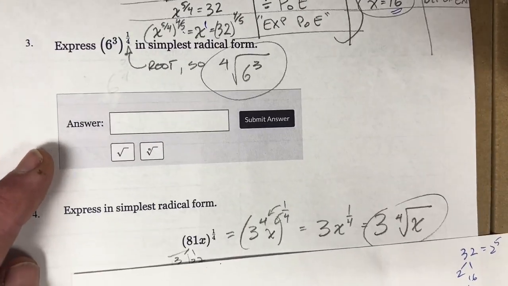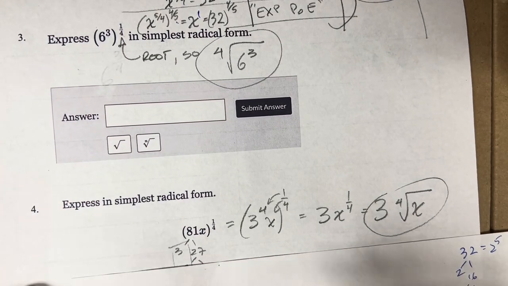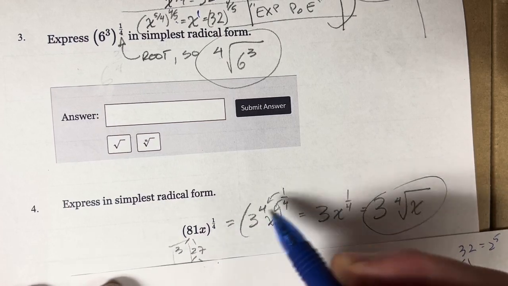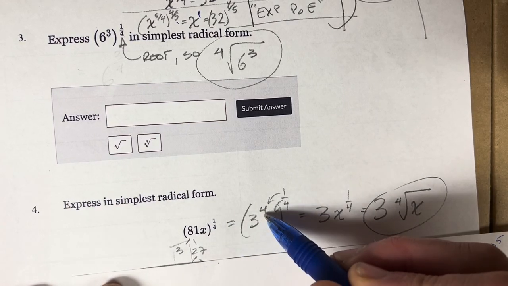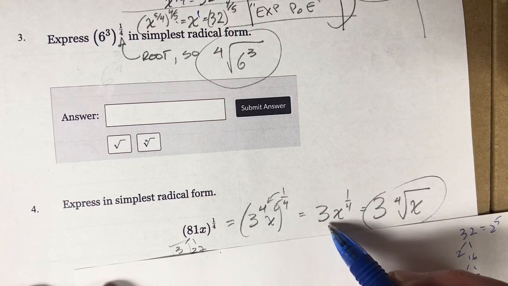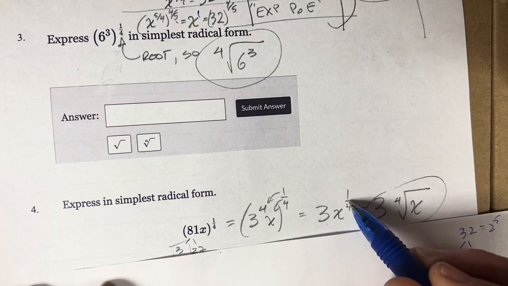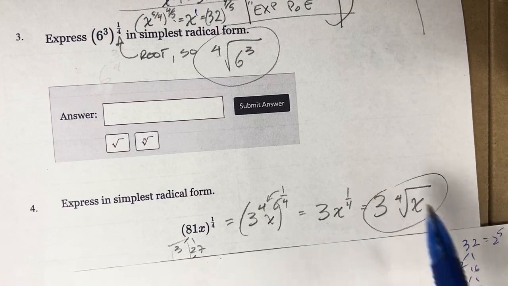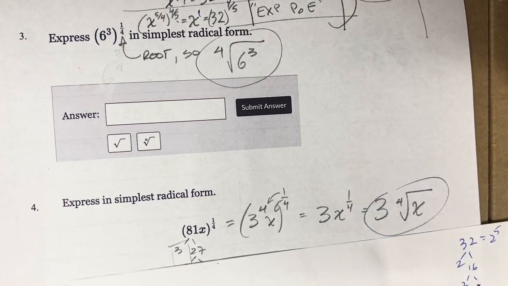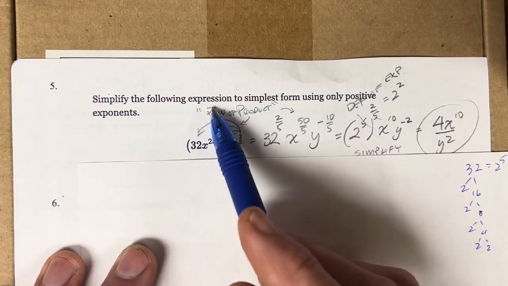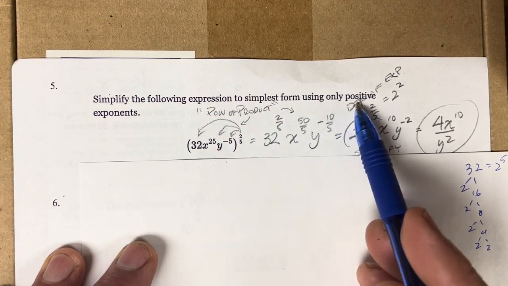Okay? On this one now, express in simplest radical form 81x to the 1/4. Again, that's a radical number. 81 can be written as 3 to the 4th power. So when you bring in that 1/4, the 4 and the 1/4 cancel out, and you're left with just x to the 1/4, which is the 4th root of x. Okay? I wish there'd been a little bit of variety and had some 1/3 or 1/2 powers, but there you go.